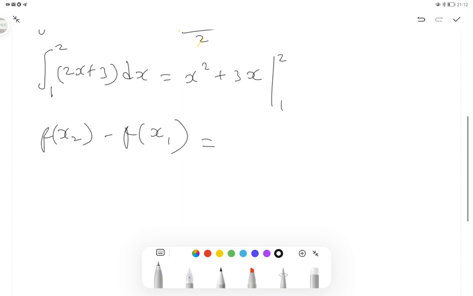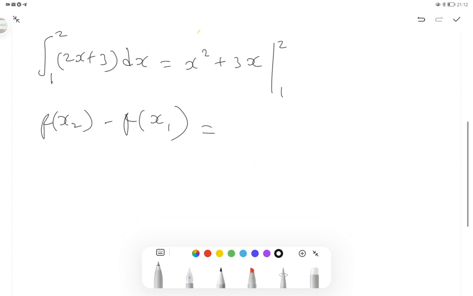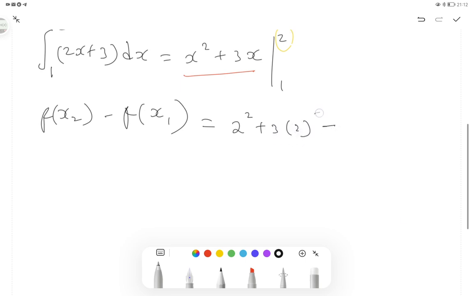For f of x2, take this function that you have here and substitute 2 where there's x. So you're going to have 2 squared plus 3 times 2, minus. Put them in big brackets, so you do the brackets separately: the same function, but now x is 1.